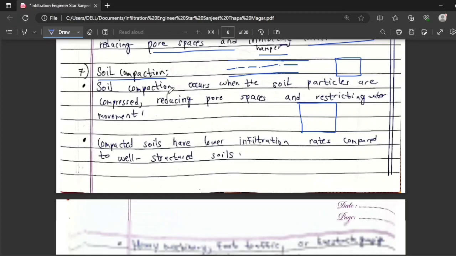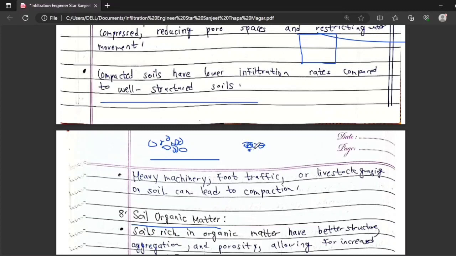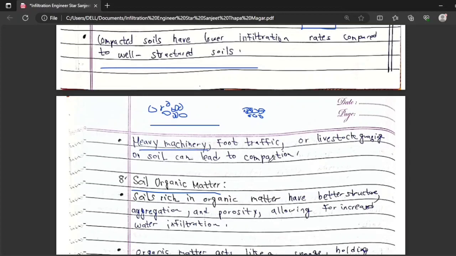Next is soil compaction. Soil compaction occurs when the soil particles are compressed, reducing pore spaces and resisting water movement. This is the loose soil which has large pores, and if this is compacted, then the particles will come together so that the pore size decreases and restricts the water movement. Compacted soil has lower infiltration rates compared to well-structured soil. This is well-structured soil and this is compacted soil. Heavy machinery, heavy vehicles, foot traffic, the movement of people or livestock grazing on soil can lead to compaction.